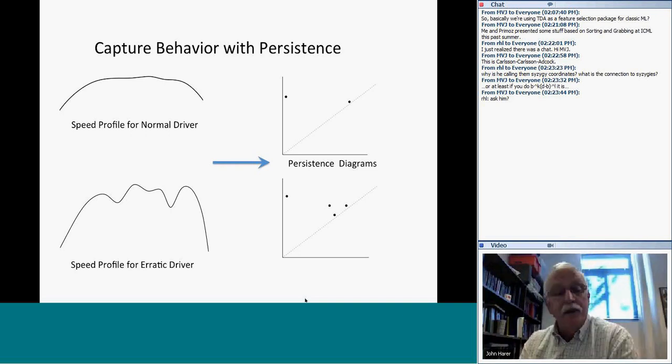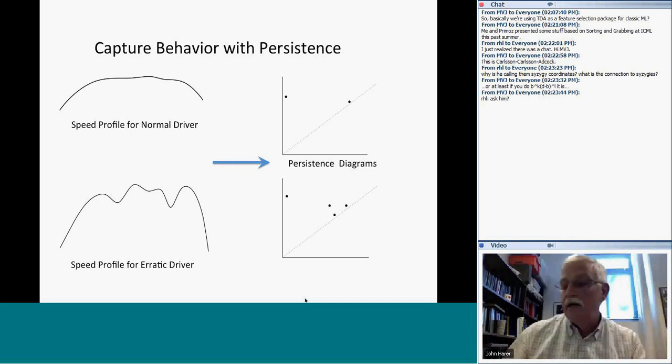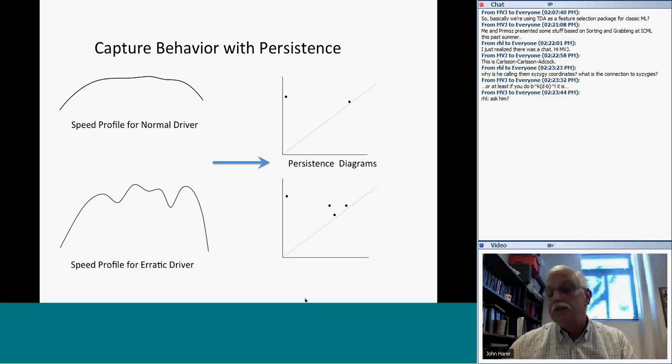A more erratic driver is going to have more points. Interestingly, the kinds of driving patterns that you find for people who are more aggressive, switching lanes, or other kinds of erratic driving, often show up with a bunch of points near the diagonal. So this is an example of what I mentioned before, that we don't want to just look for high persistence points in the diagram.